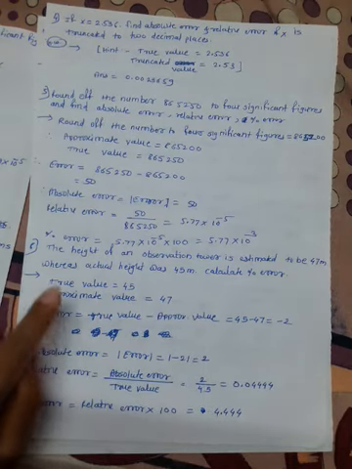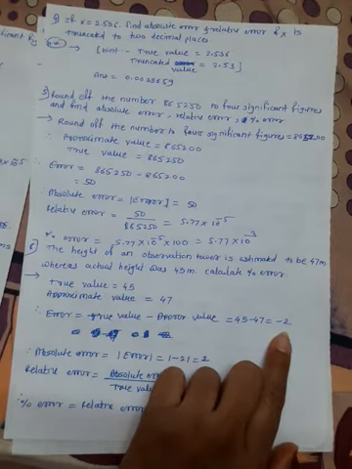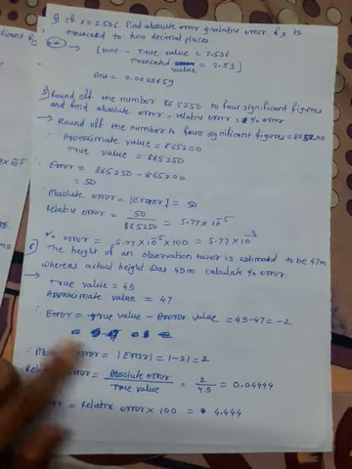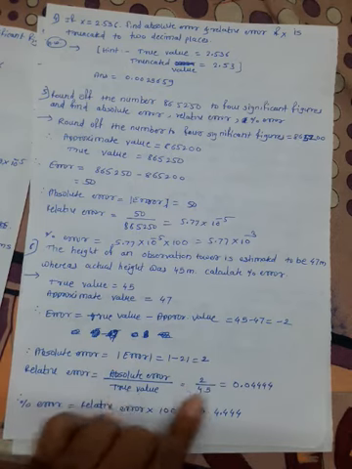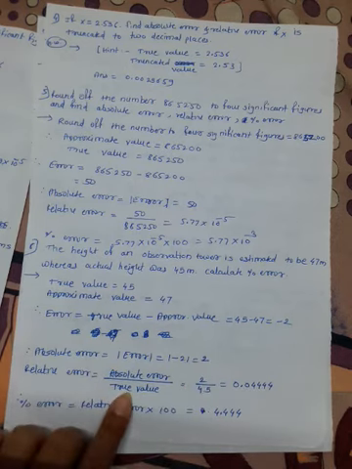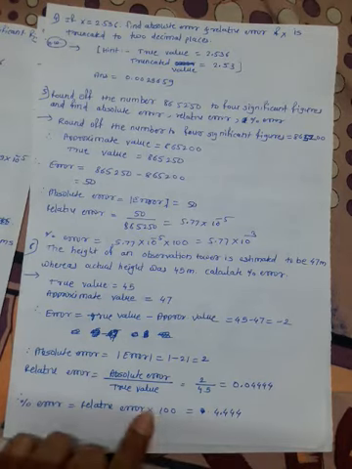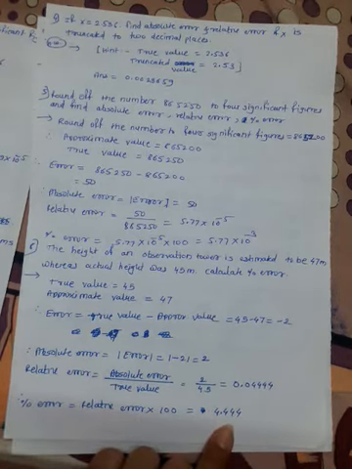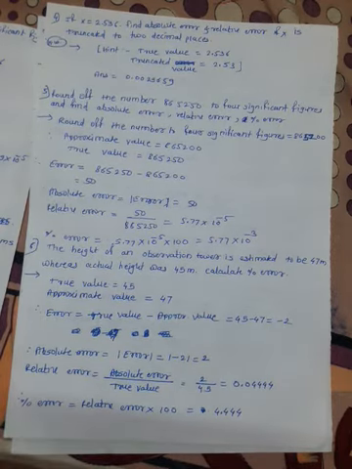Now the error is the true value minus the approximate value, which is minus 2. The absolute error is the absolute value of the error, that is minus 2, so the absolute value is 2. Relative error is absolute error divided by true value, and percentage error means multiply by 100, we get 4.444 as our answer for percentage error. These are very simple examples.